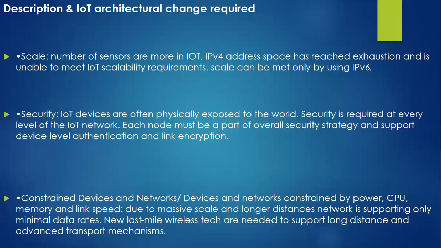What is this device level authentication? In upcoming classes, you'll get to know that. We have different levels of the IoT architecture: the edge level, the fog level, the mist level, and the cloud level. There will be different sections, and each section has its own contribution to the network. Remember this. But in this case, we need to provide security also.